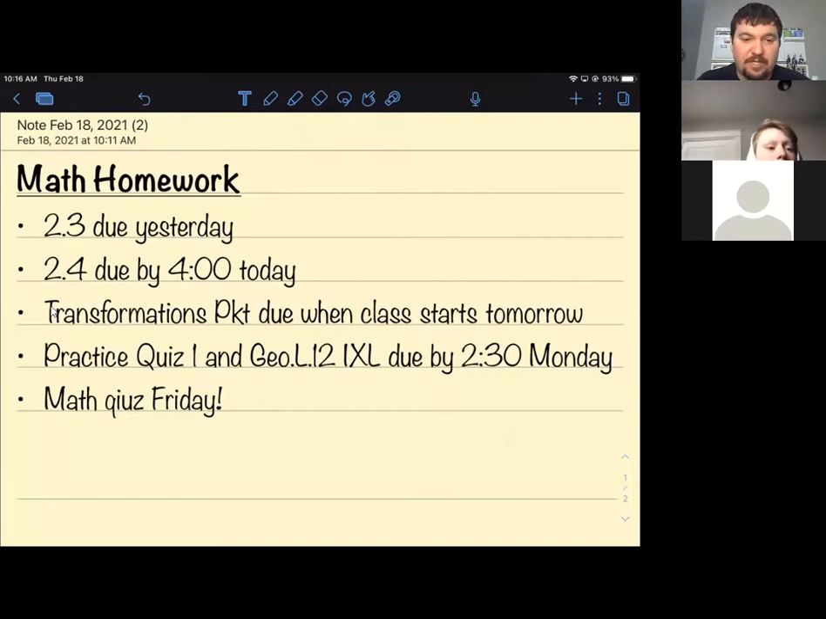The transformations packet that we looked at in class yesterday is due when class starts tomorrow. I'm almost positive that we'll be back in class tomorrow. So we'll go over the transformations packet before you take your quiz over transformations, because it's a worksheet. Today's practice quiz and the geometry L.12 IXL are due 2:30 Monday.